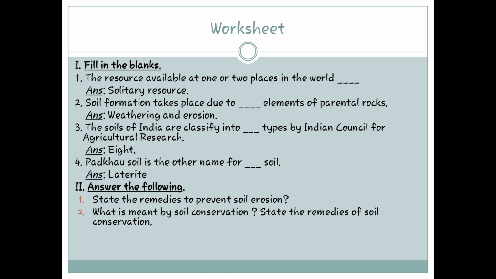Page number 65 of your textbook, soil conservation, that is the answer for soil conservation, 5 lines. And on page number 65, second heading, remedies of soil conservation. Total 7 points we are having.